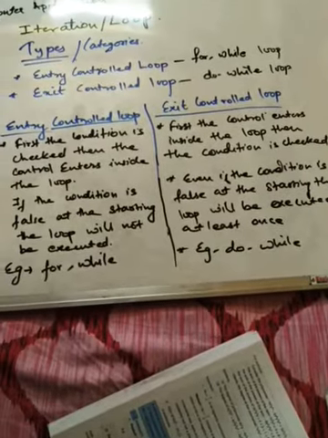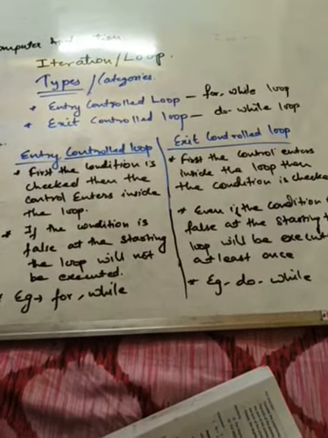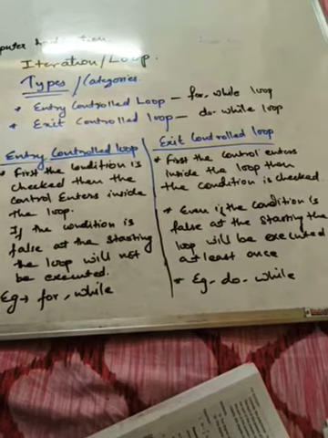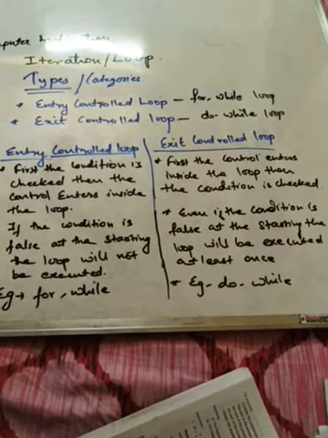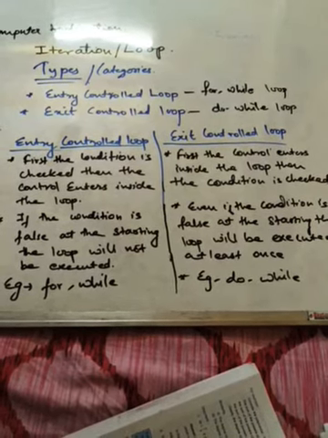So these are the differences between them. The examples we have: for loop and while loop as entry control loops, and do while loop as your exit control loop. Clear? Understood? This is how we differentiate between entry control loop and exit control loop.